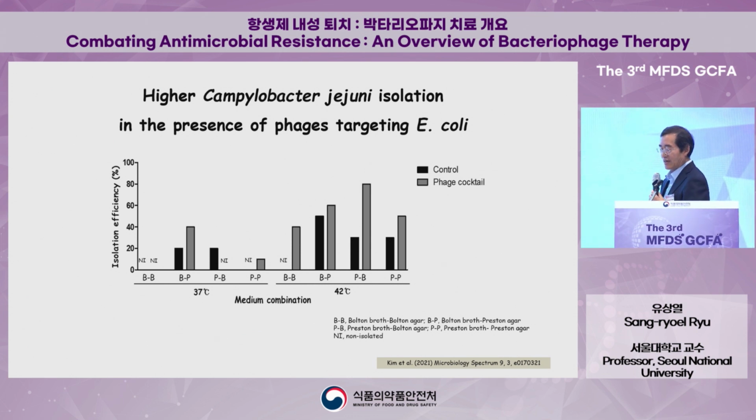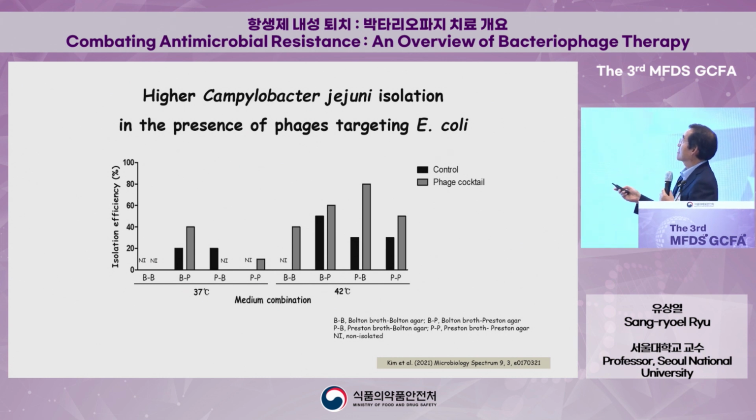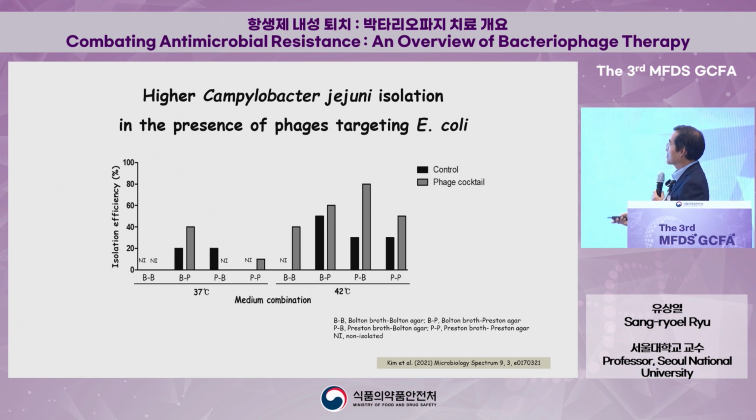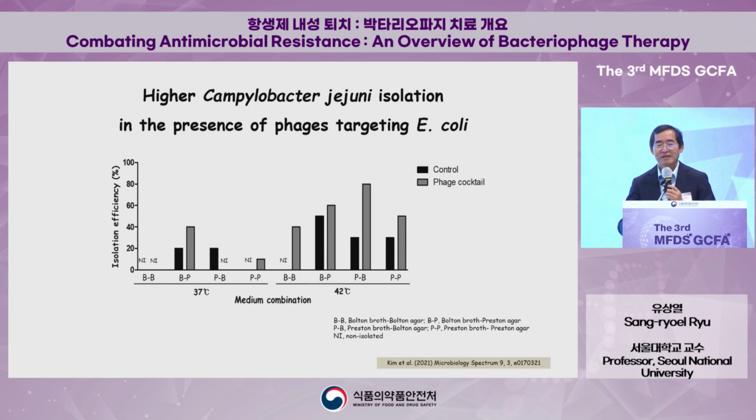And so here we're doing higher Campylobacter jejuni isolation in the presence of phages targeting E. coli. So we want phages that can kill the E. coli so that we can better isolate the Campylobacter. And we compare the efficiency in isolating the Campylobacter, and we tested it in 2 different temperature ranges. So the gray bars show the phage cocktail. So it's not 100%, but compared to the control where we did not have the phage cocktail, you can see that when we do use the cocktail, we have higher efficiency in isolating our target bacteria.